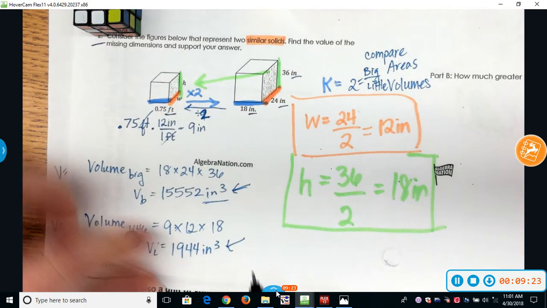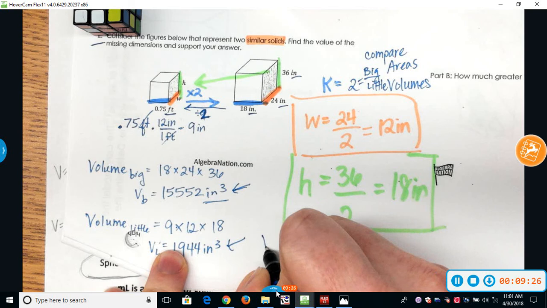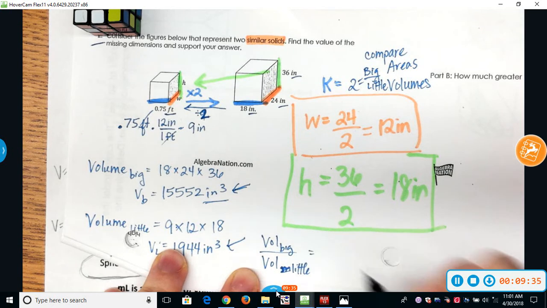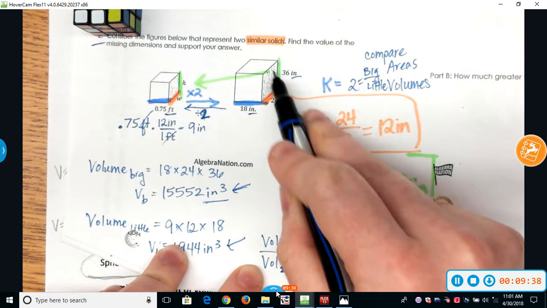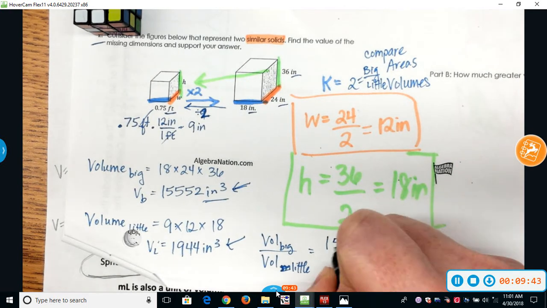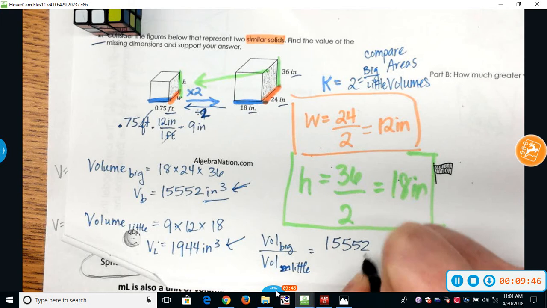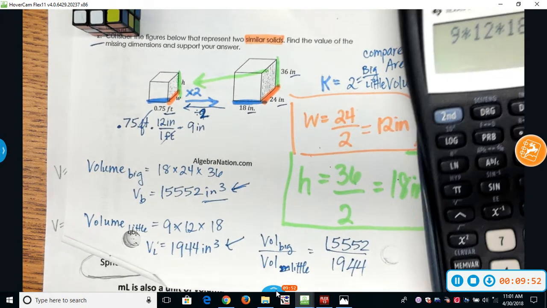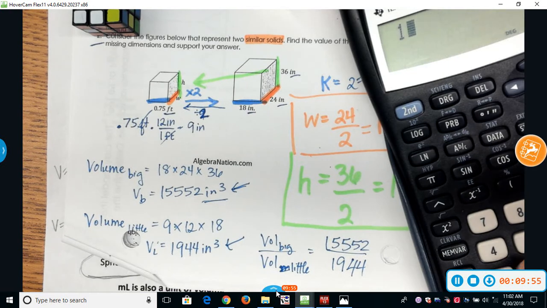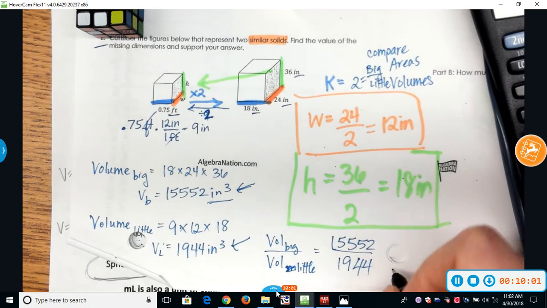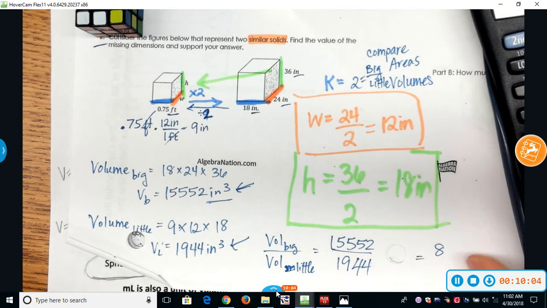now what we're going to see when we compare the volumes, the volume of the big divided by the volume of the small or the little, we'll see how much bigger all these 3 dimensions are than the little. Okay, so let's put the numbers in. 15552 divided by 1944. All right, plugging that into the calculator. Divide it by the answer. Enter. I get 8. All right.